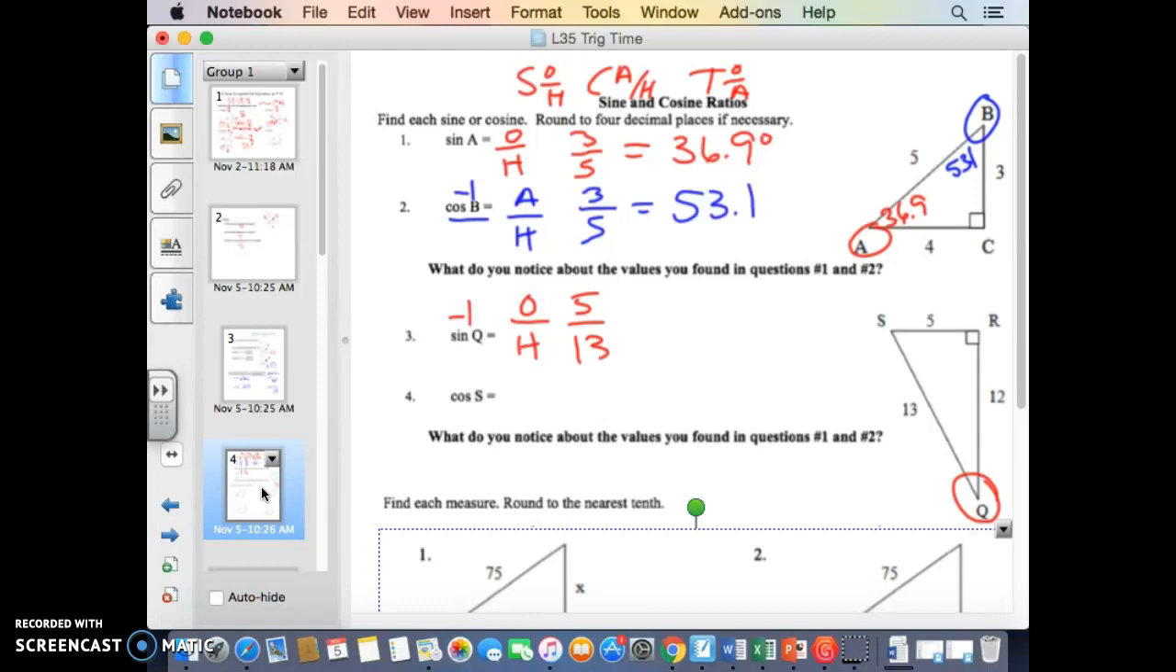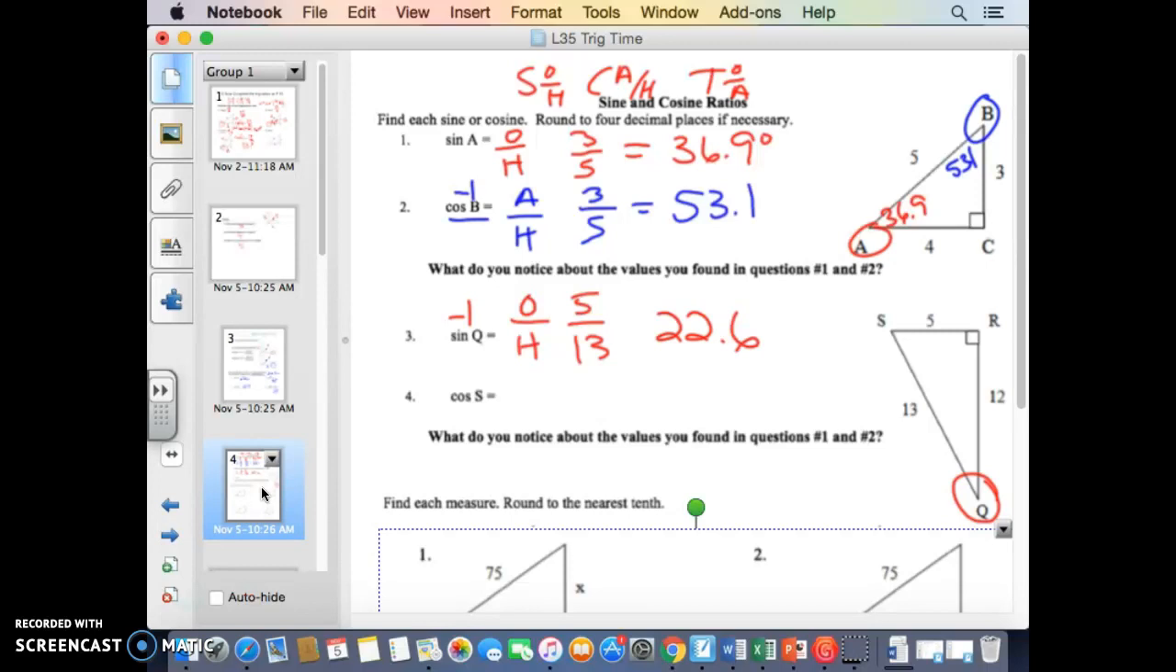So we're going to hit second sine, 5 divided by 13 in parentheses, and hit enter, and you should get 22.6. Again, if you're not getting these answers, you might want to check the mode, which is next to the second button, and make sure you're in degrees.